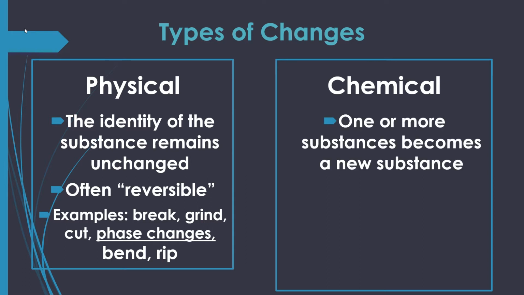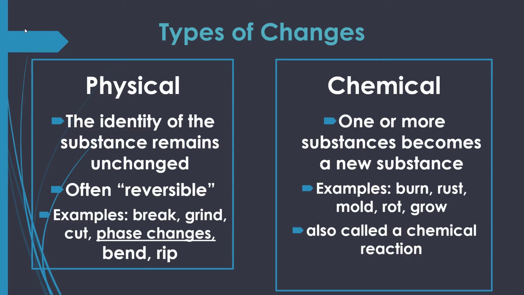Chemical changes, what's more important than the chemical changes themselves is how to identify them. So you make new substances out of other things: burning, rusting, molding, rotting, growing. And that's the one that upsets me, growing is considered a chemical change. So grass is still grass as it grows, but that's considered a chemical change, not a physical change. And that's where this becomes a little more philosophy, and I don't like getting into it. But you do need to know when a chemical reaction takes place.